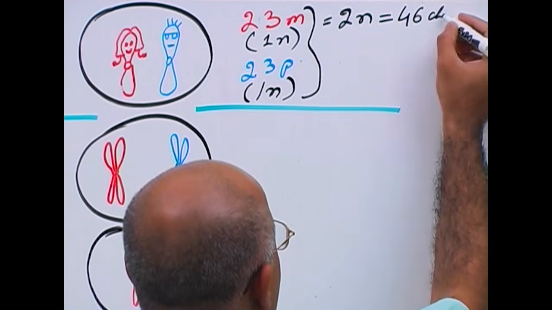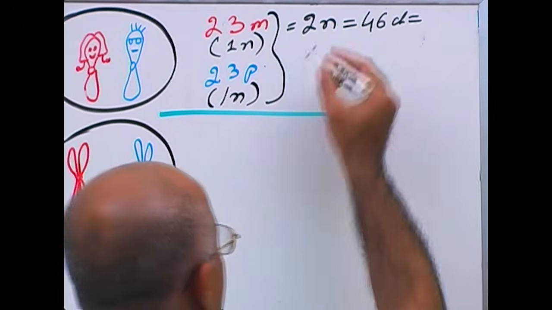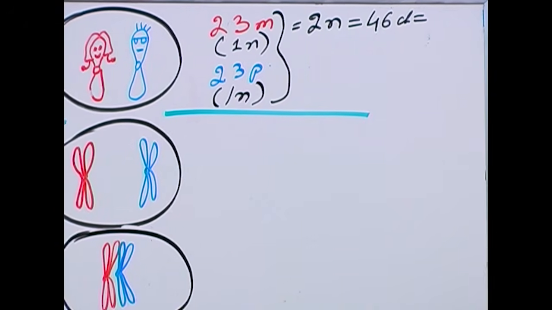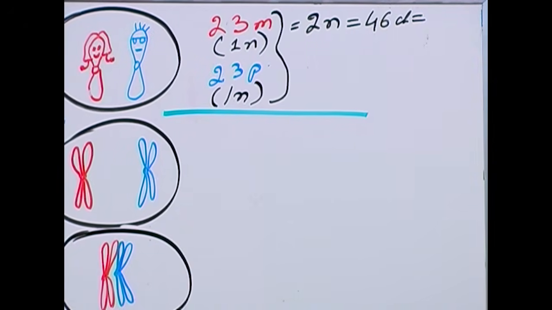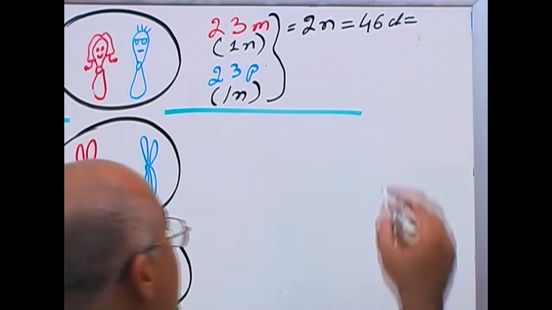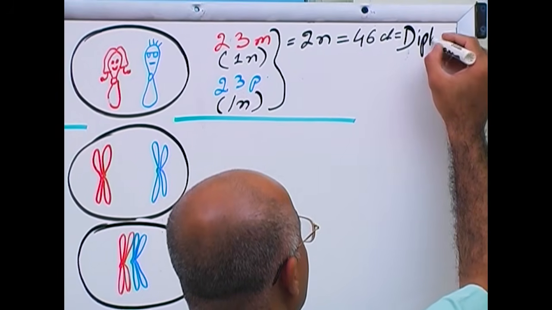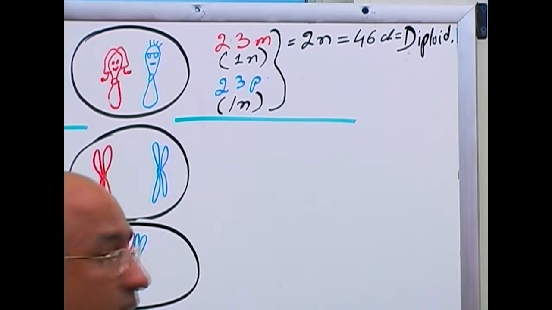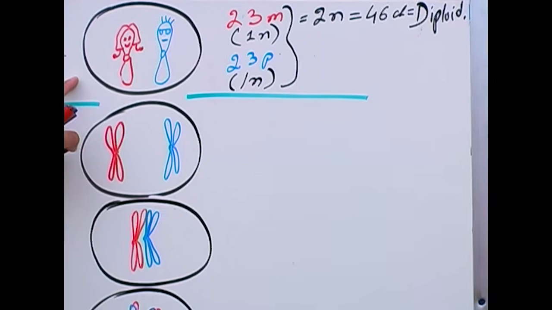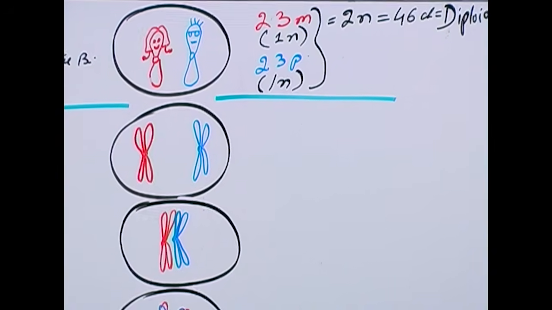So we can also say that this 2 small n is 46 chromosomes. When the number of chromosomes is 2 small n, or 46, we say it is the diploid number of chromosomes. What do we call it? Yes, diploid number of chromosomes. I'm talking about this cell which is about to enter into meiosis 1.